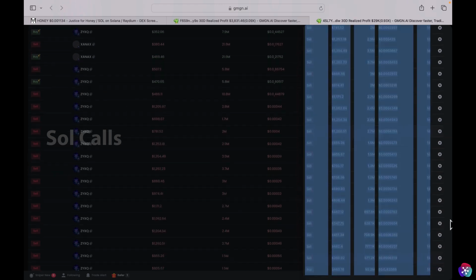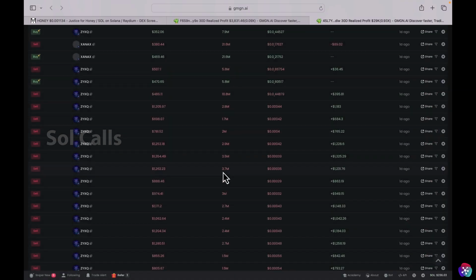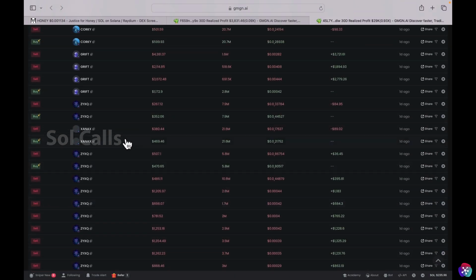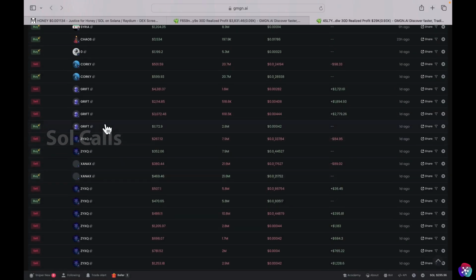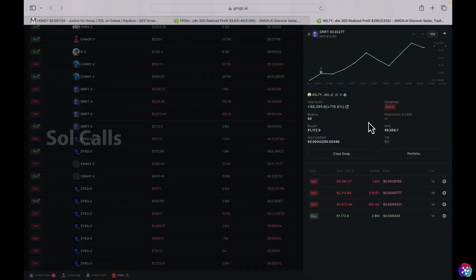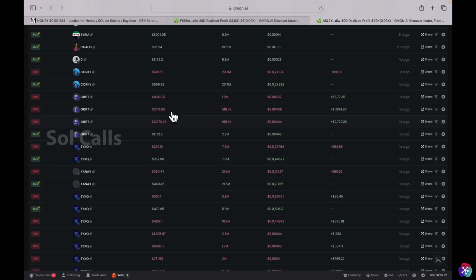If I show you his first transactions, he bought $460. He made great profit on this token. Again, he bought another token. He lost money, but not much, $90. He bought this one, oh my god, something around 8,000, and 8x. So yesterday he made 2 trades, very profitable.